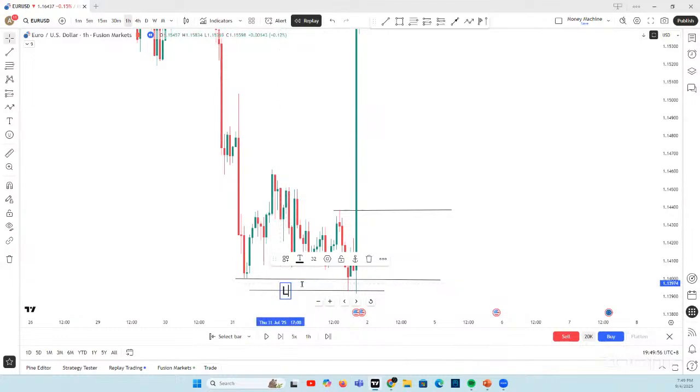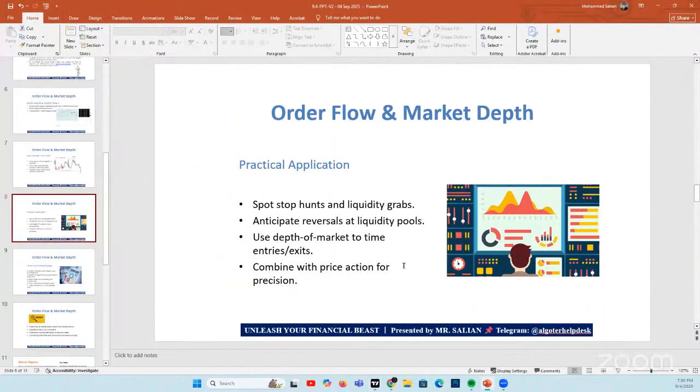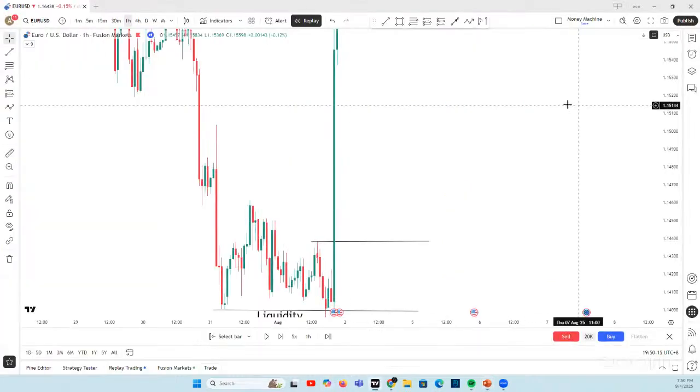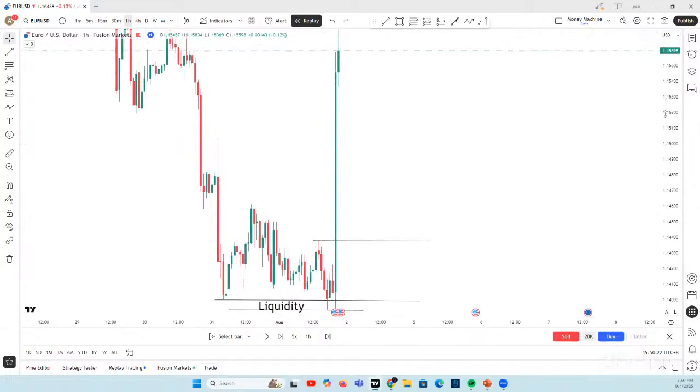This is liquidity there. All the stop losses are there. What else? Use depth of market to time entries or exits. As I showed you already, when you see more sellers or more buyers, that is the time to place, that gives you more confidence.